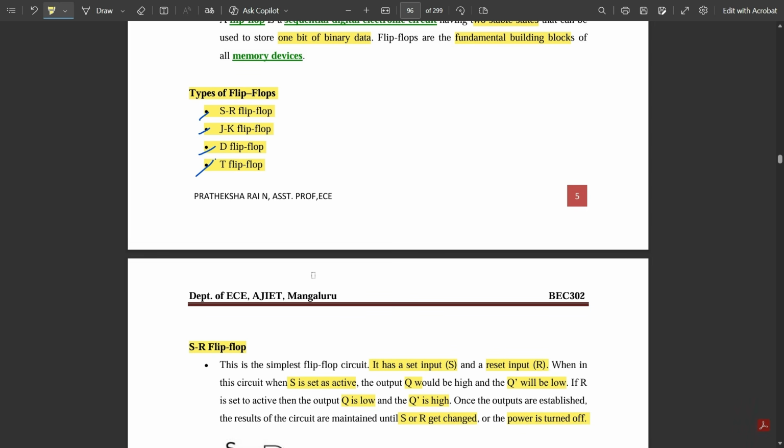In the upcoming video, we are going to discuss the master slave SR and master slave JK flip flops. That is important, so don't skip that video.